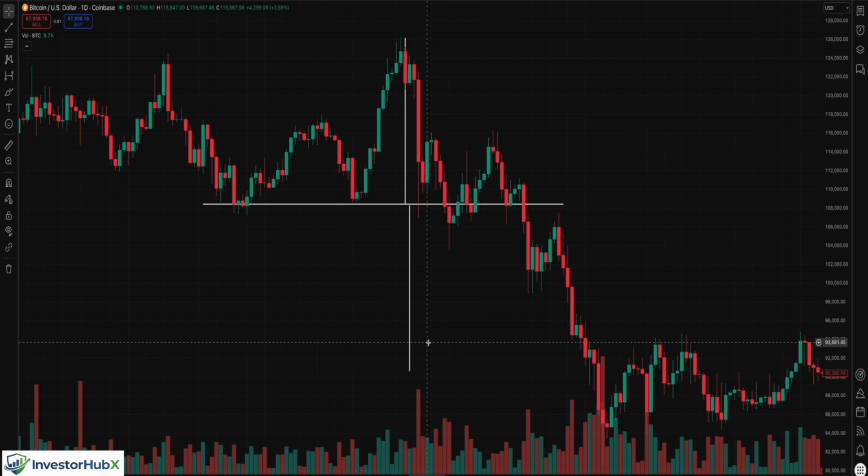Now that we have a good understanding of the head and shoulders pattern, let's talk about some powerful trading techniques that traders use when trading this pattern.